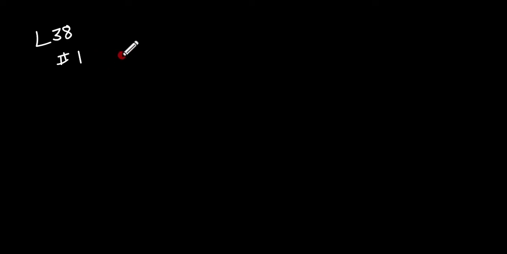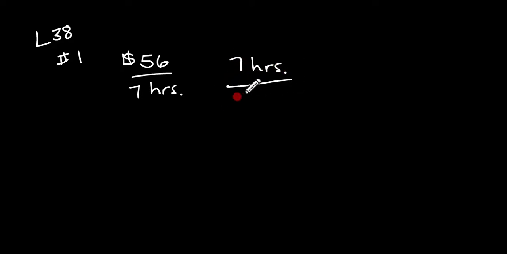So when you're doing the rates, we're going to write them as ratios. So you can do it 2 ways. It's $56 for 7 hours. Or you can flip it and do 7 hours over $56. So these are the 2 different ways that you're going to write the rates.